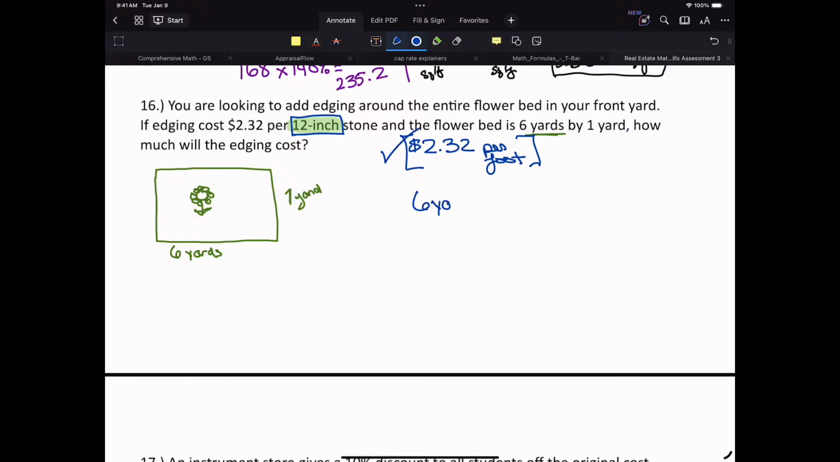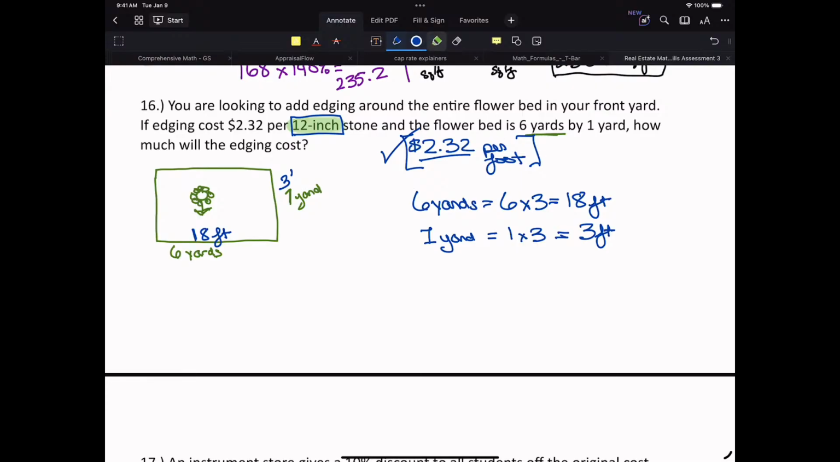Well, 6 yards would be equal to 6 yardsticks, and there's 3 feet in each yardstick. That's 18 feet. 1 yard would be 1 times 3 feet, so that'd be 3 feet. So really, this thing is 18 feet by 3 feet. Great. And it's costing me $2.32 per foot.